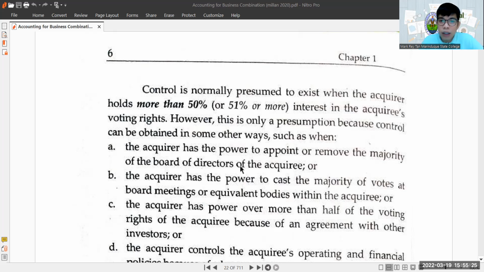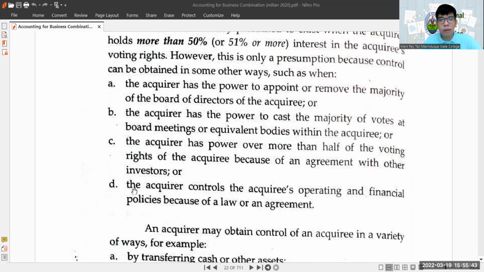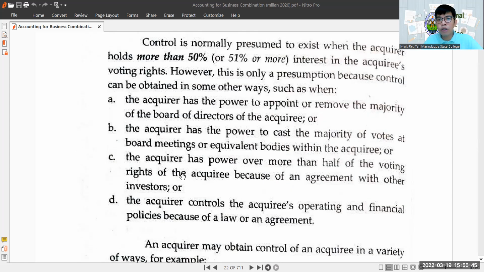Pero what if 50% or less lang yung na-acquire ni acquirer or the parent dun sa subsidiary? So, meron bang other means for that acquirer has control? Yeah, meron. So, dito, merong examples na apat na situations na kahit hindi siya 51%, pwede pa rin may control pa rin siya.